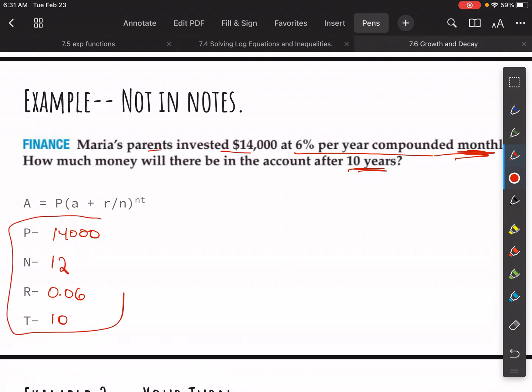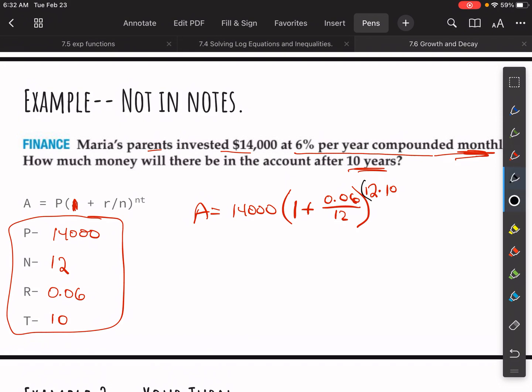Once you know the P, n, r, t, you plug it into your compound interest equation. So A is equal to 14,000 times, this is wrong, this should be 1 plus. I don't know why that's in there. Okay, 1 plus 0.06 divided by n, which is 12 in this case, all to the nt. So that would be 12 times 10. The first thing I have students do is to calculate this part out. 12 times 10 is 120.